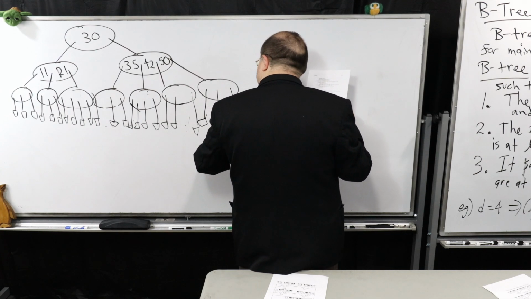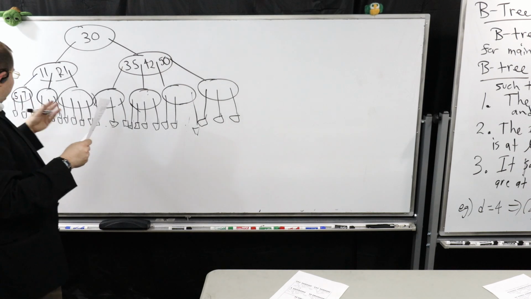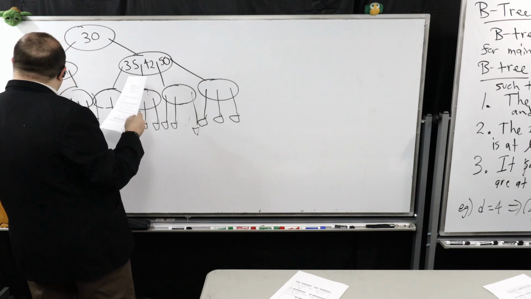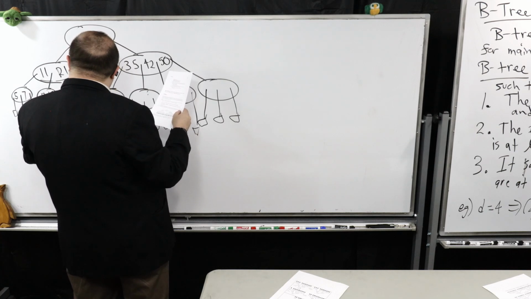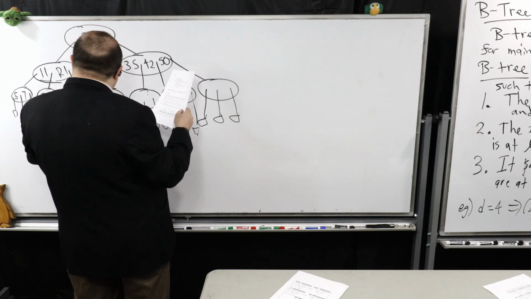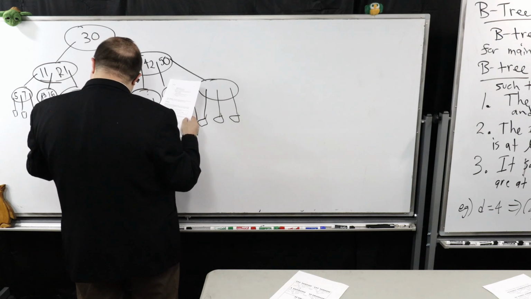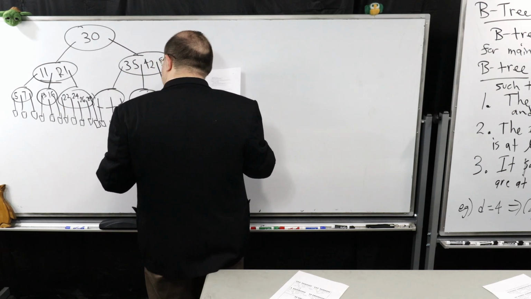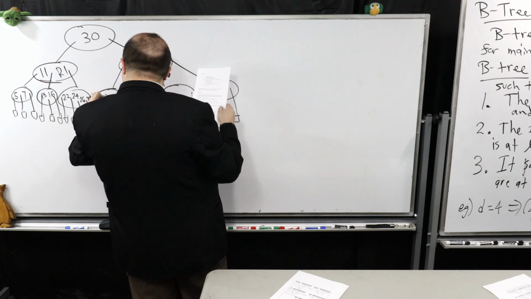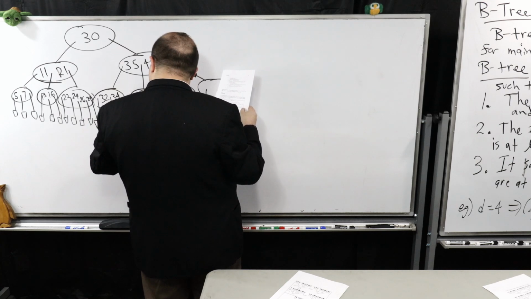So let me just fill in the keys. I'm going to do it across this level. I'm going to have 5, 7, 13, 16. I'm going to have 22, 24, 26, 29. Oh yeah, there is actually another leaf node in here. Let me make some more space here. 29, 32, 34, 36. Yeah, this one definitely has 4.